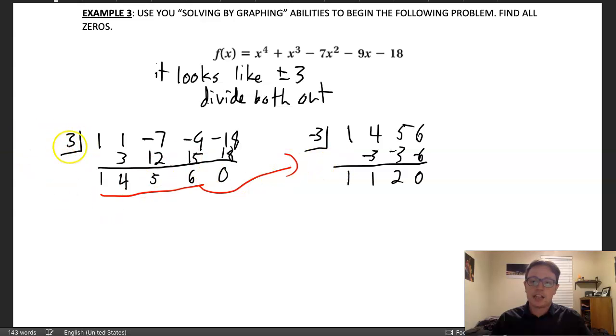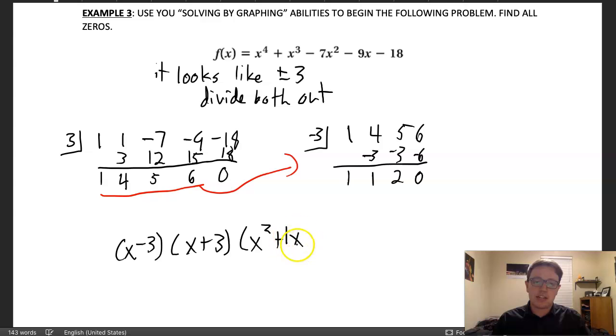We factored out x plus 3 and x minus 3. Remember, we flipped the signs. So the 3 will give us x minus 3. The -3 will give us x plus 3. And what are we left with? We're left with x squared plus 1x plus 2.